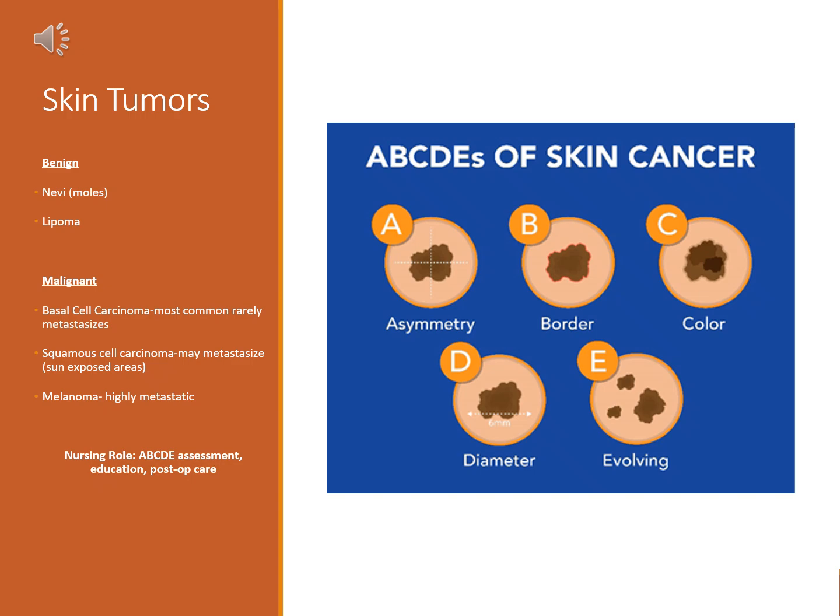C stands for color, so it should have the same color throughout. D stands for diameter, so we want less than 6 millimeters, so smaller than the size of a pencil eraser is what we want, or is at a decreased risk for skin cancer. So the bigger it is, the higher risk for skin cancer it is. And then E stands for evolving. Is it changing? Has it started bleeding? Has it changed shape or had any changes through there?